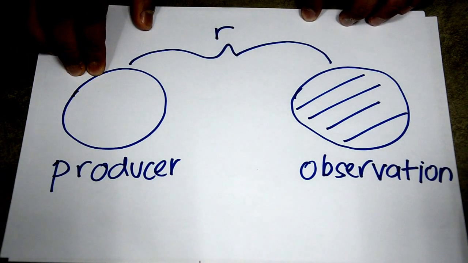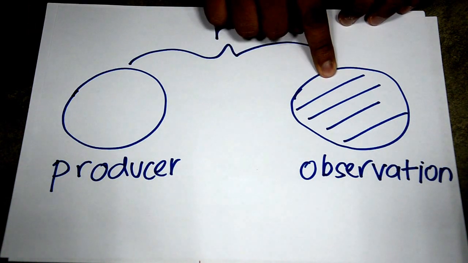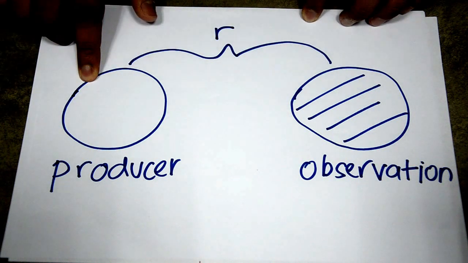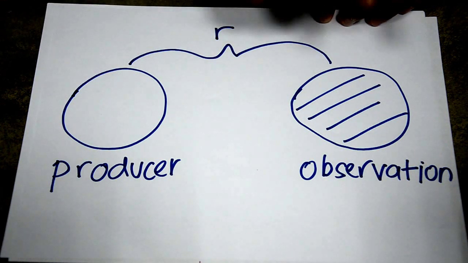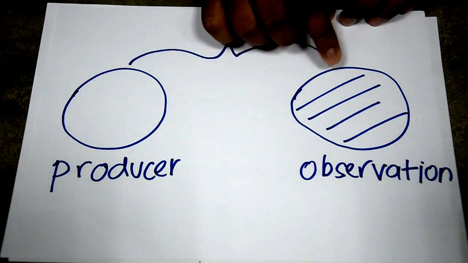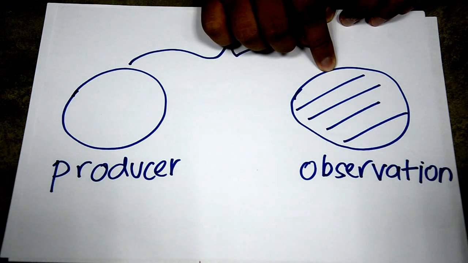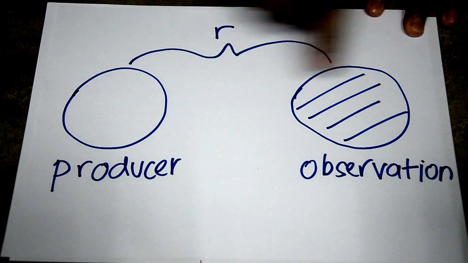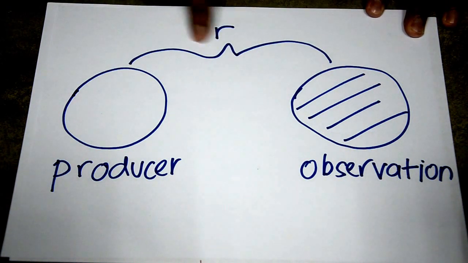This is the producer well and this is the observation well. The producer well can either be producing or injecting. Meanwhile, the observation well will be shut in and there will be no production in this well. The distance that separates these two wells is denoted by R.